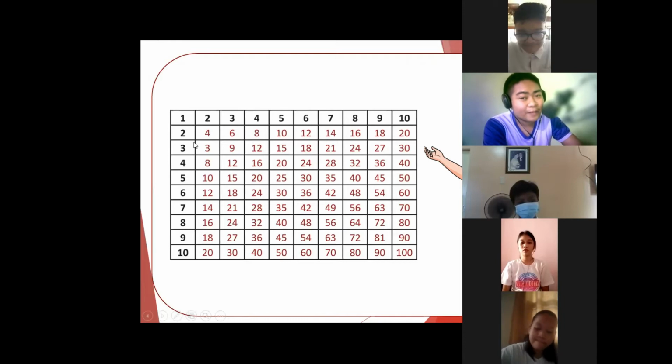Okay, so here are the perfect squares. The perfect square numbers are 4, 9, 16, 25, 36, 49, 64, 81, 100, and so on. So kapag sinabing perfect square, these are the numbers that are perfectly squared. So kapag in-square root yung number na yon, it has a value na walang decimal. For example, we have 2 times 2, 3 times 3, 4 times 4, 5 times 5, 6 times 6, and so on.